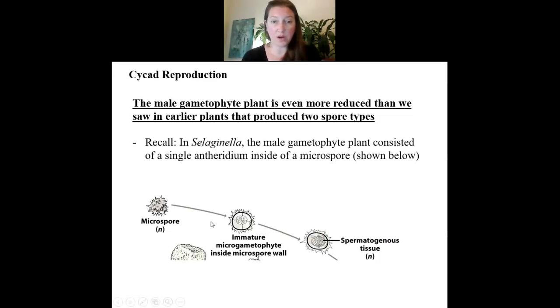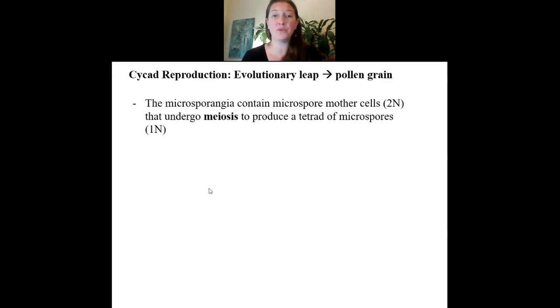And this is a reminder here. We could see it here, right? So that's the microspore, and inside of this microspore is one antheridium, and that's it. That's all that can fit. So that's from Selaginella. In the gymnosperms and later in the angiosperms, the male gametophyte plant has been reduced even further. In fact, both the female and male gametophyte plant have been reduced further. But the female gametophyte plant has gotten a little bit more complex. We'll talk about that in a second. But it's even more reduced. So before we were reduced to an antheridium, and now we're even more reduced. Now we're just reduced to a couple cells.